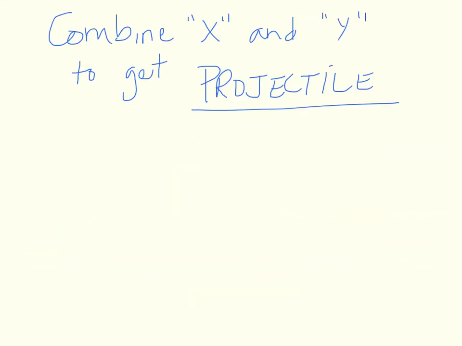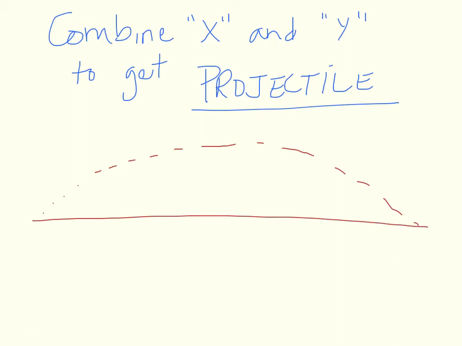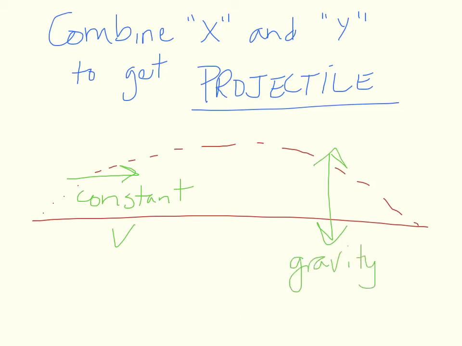When you combine the x and the y motions, the left to right and the up and down, you end up with a projectile, something that flies through the air, having both constant velocity in the x and gravity affecting it in the y direction. So headed this way, we have a constant velocity, and headed in the up and down direction, we have gravity, slowing it down on the way up and speeding it up on its way down.